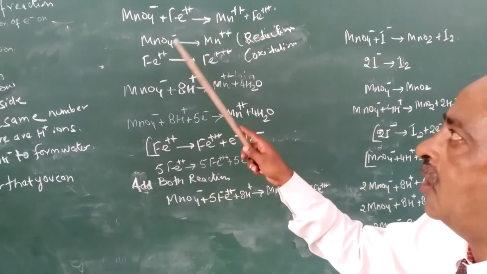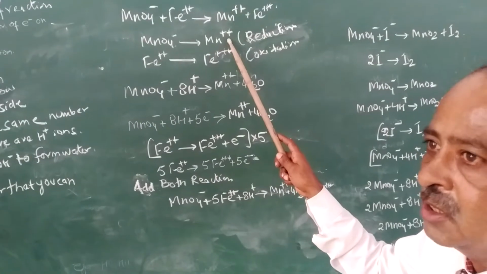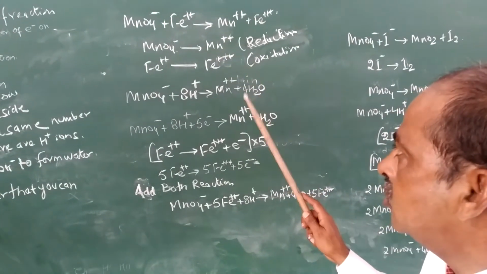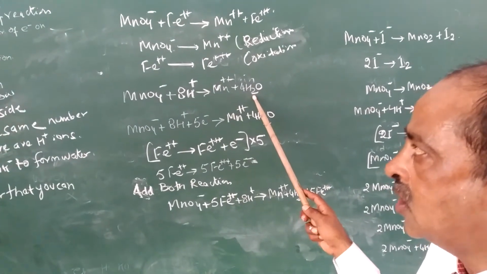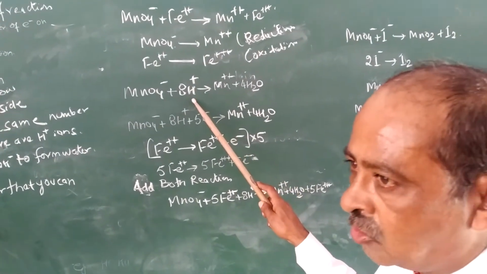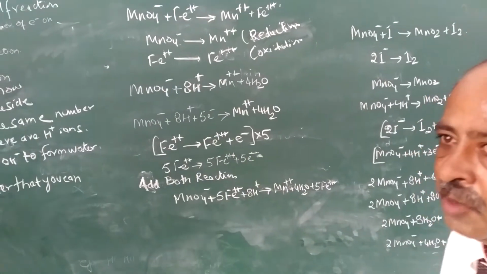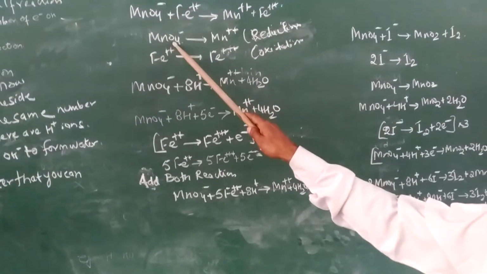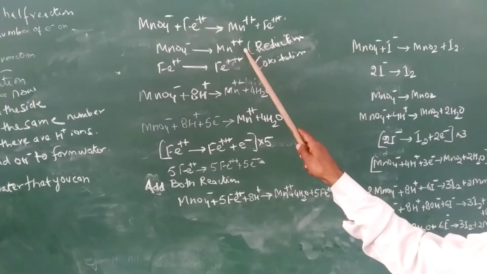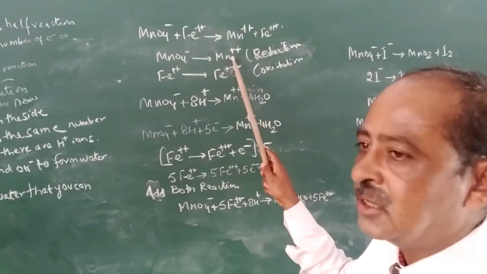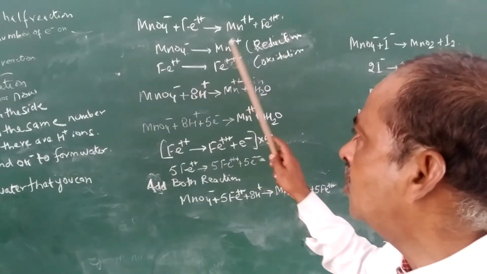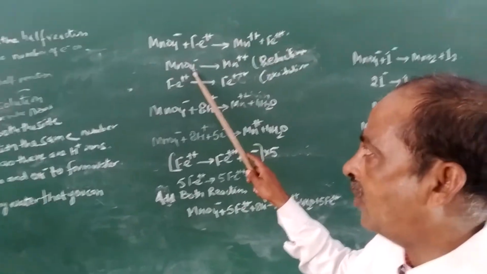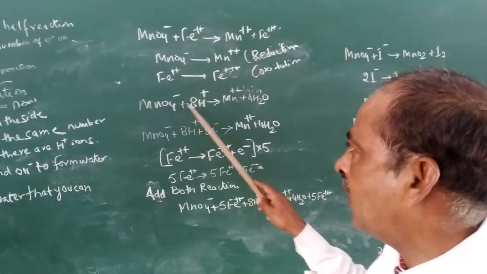Now you will find here there are 4 oxygen, here there is no oxygen. That means on the right hand side we are deficient of 4 oxygen. So we will add 4 water molecules and double the amount of H plus ion on the opposite side. Again I repeat, here there are 4 oxygen, here there is no oxygen, so right hand side is deficient of 4 oxygen. We will add 4 water molecules on the right hand side and double the amount of H plus ion on the opposite side. So we get this.